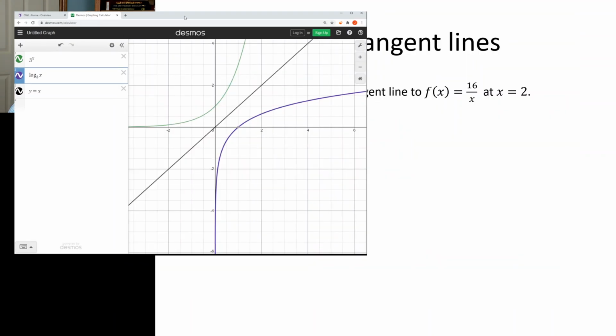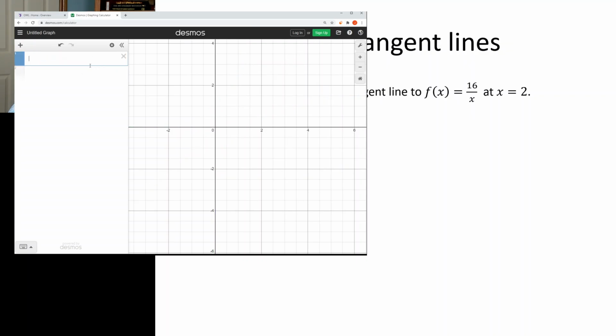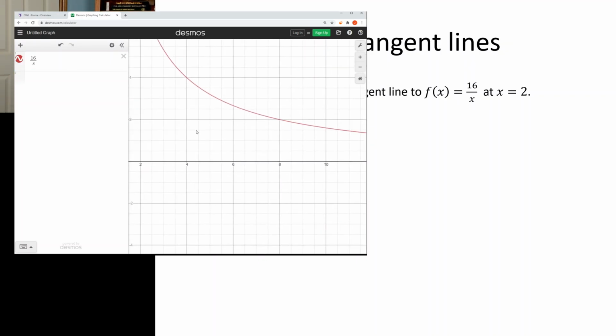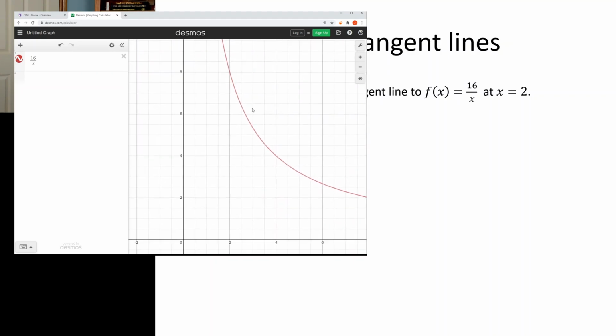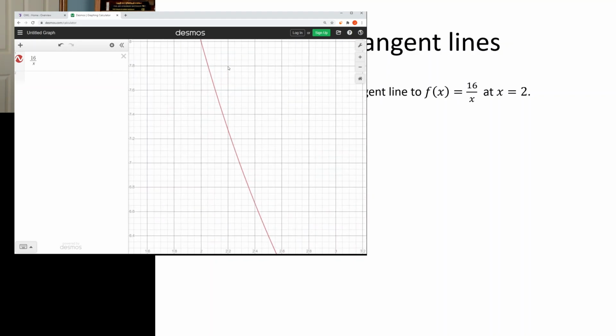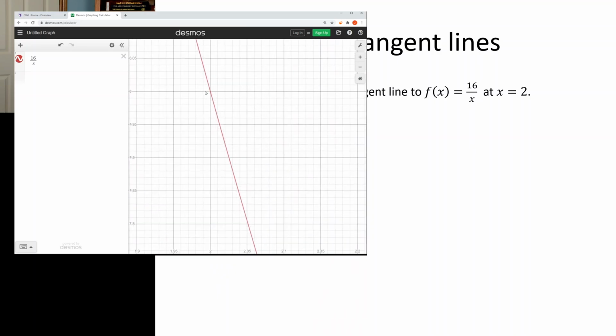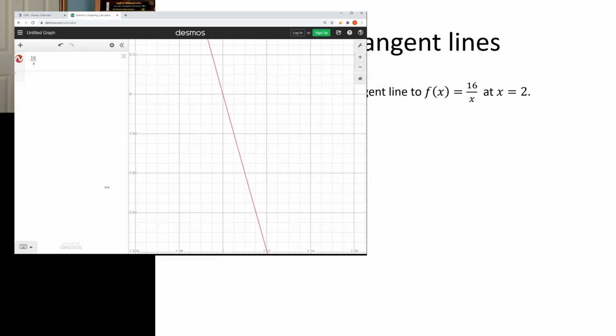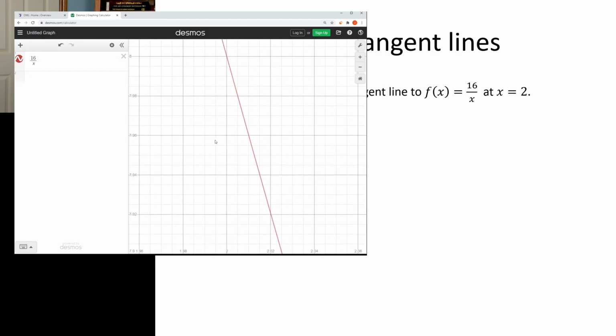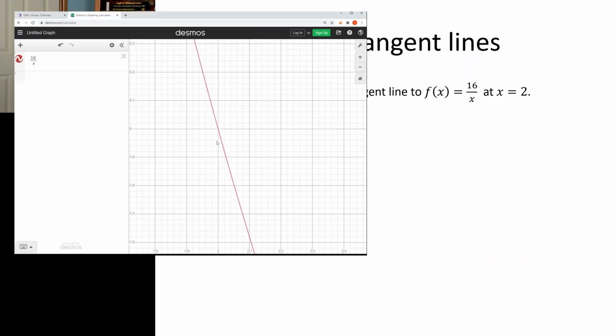Our function is 16 over x, and I want to know what the tangent line is at x is equal to 2. Now what a tangent line is, if we were to zoom in to an x coordinate of 2, which is what I'm doing right now.